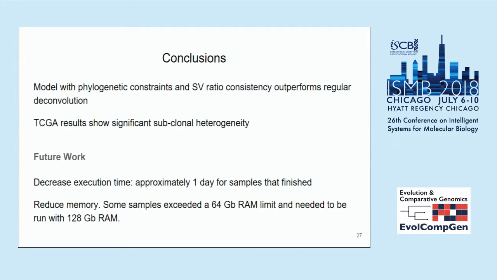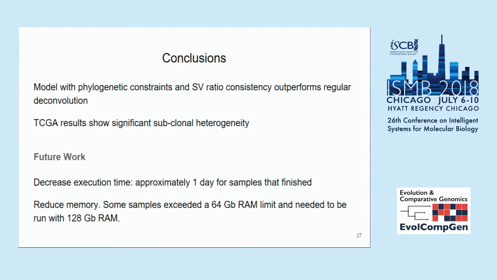So to conclude this talk, we ultimately found that adding phylogenetic constraints, as well as the consistency between the structural variants and their copy number segments, increased performance in estimating a copy number matrix. We also found significant diversity among the TCGA patients.